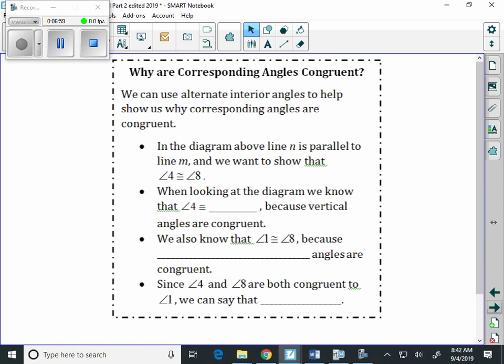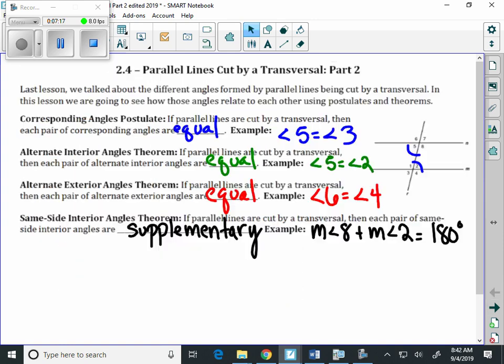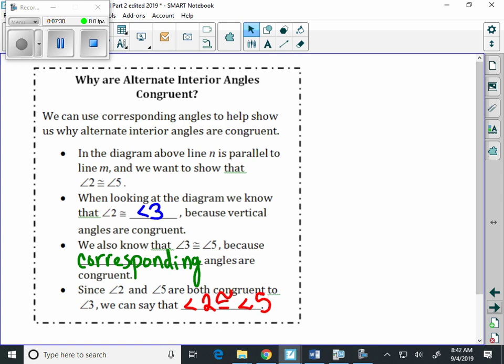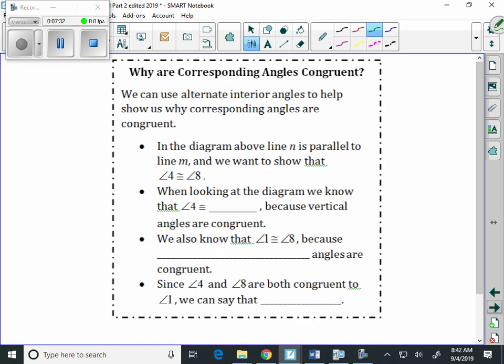So in the diagram above, line N is parallel to line M. And we want to show that angle 4 is congruent to angle 8. And it's going to be the same reasoning here. When we look at the diagram, we know that angle 4 is congruent to something because the vertical angles are congruent. So if we go back and look at our picture, what is angle 4 congruent to based on vertical angles? Well, angle 4 is congruent to angle 1. See how they're the opposites? So we can say angle 1 because the vertical angles are congruent.